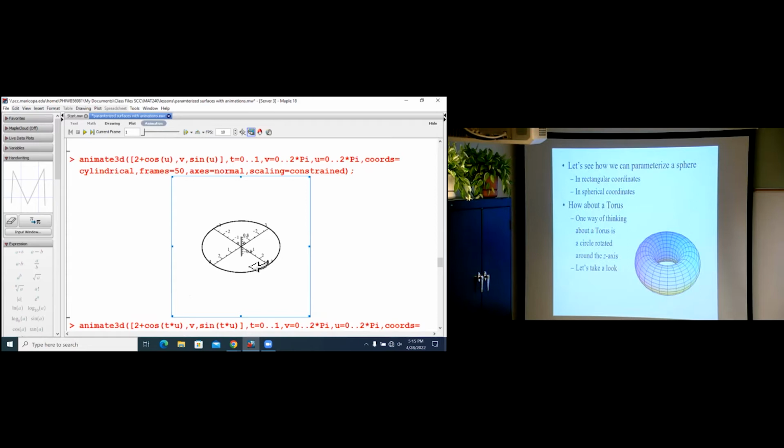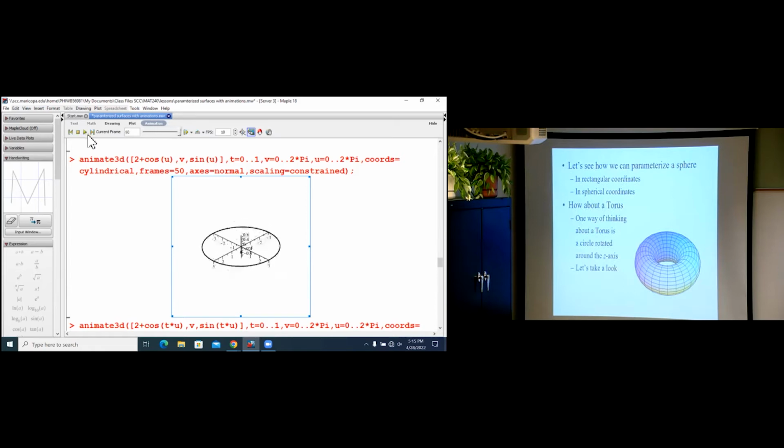Now we could do it the other way. So now I'm holding u to be constant because I don't have a range on u. And so now we're getting this circle here. I'm sorry, we're in cylindrical. We're getting this circle of radius 3, which is coming from the 2 cosine theta. This could generate the torus as well this way, right?